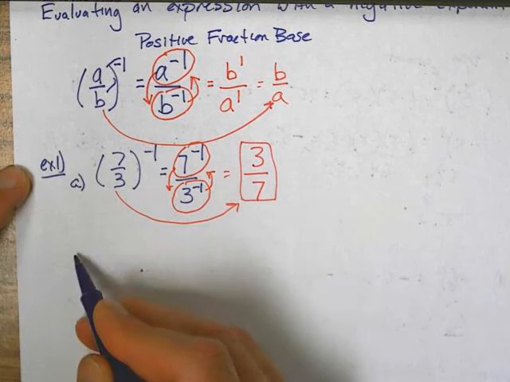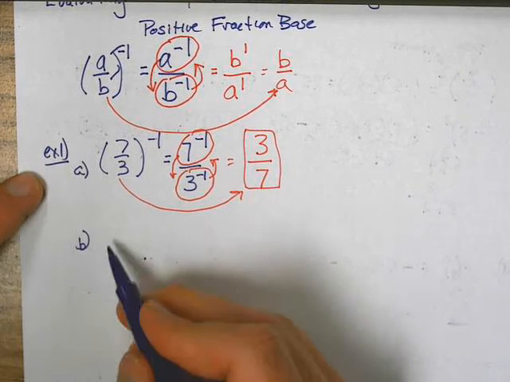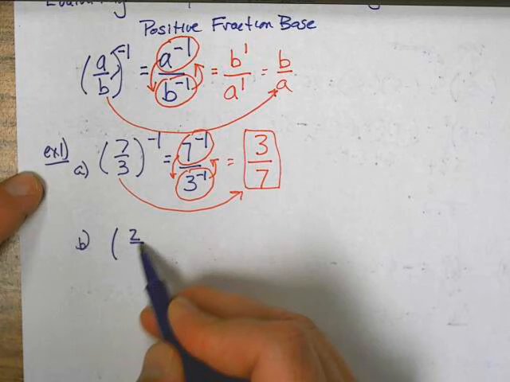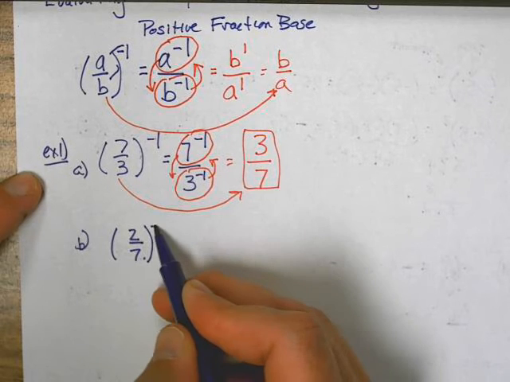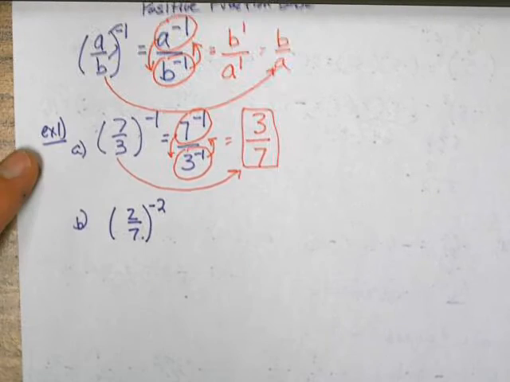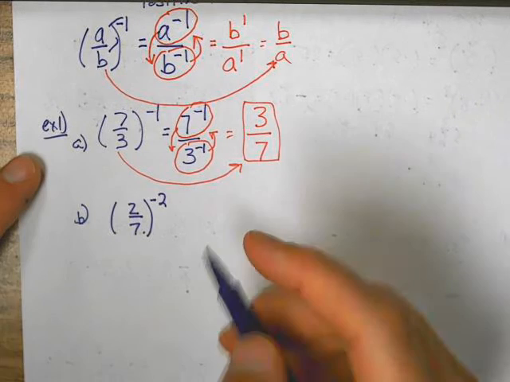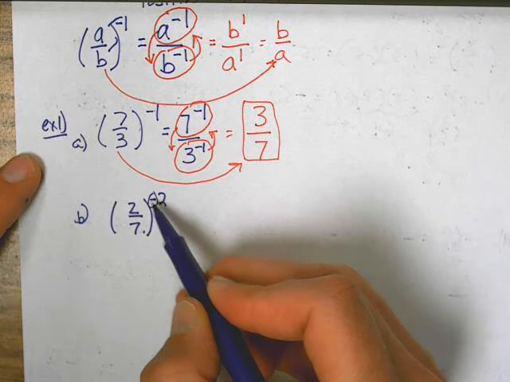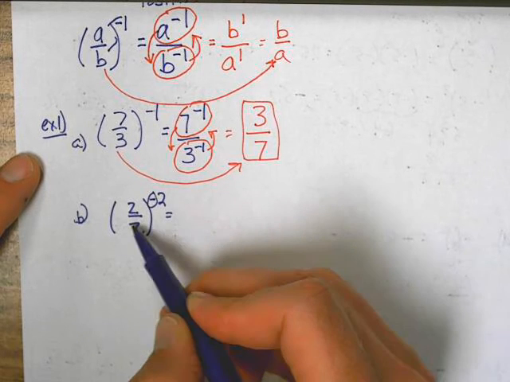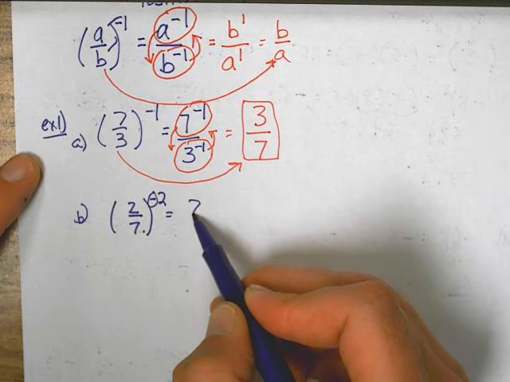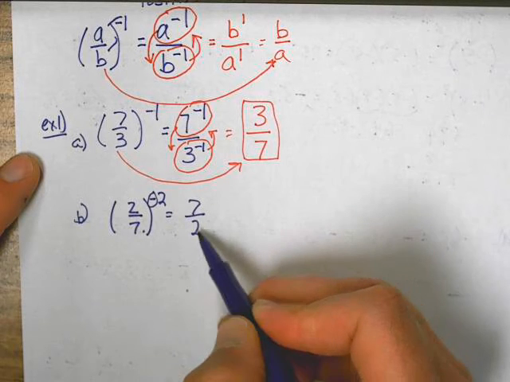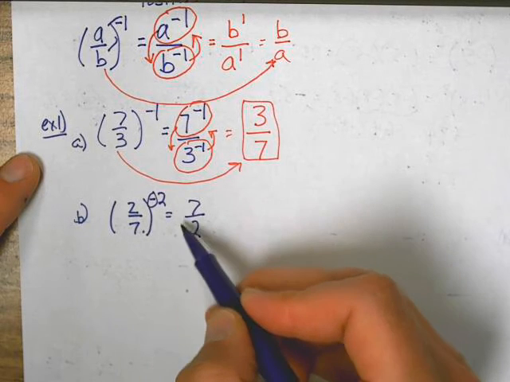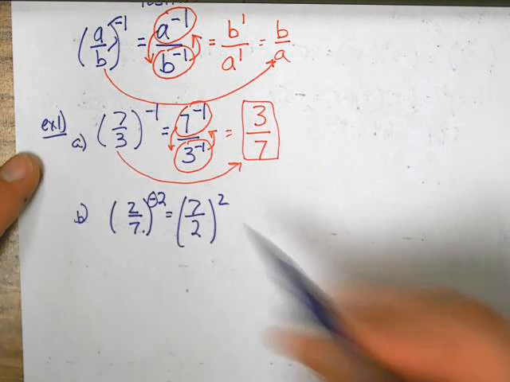I call it part B. Let's say you have 2/7 to the -2nd power. Now this is what you can do. Because it's a negative exponent, you can flip the fraction, so make it 7 over 2. By flipping the fraction, you just made this now raised to the +2 power.